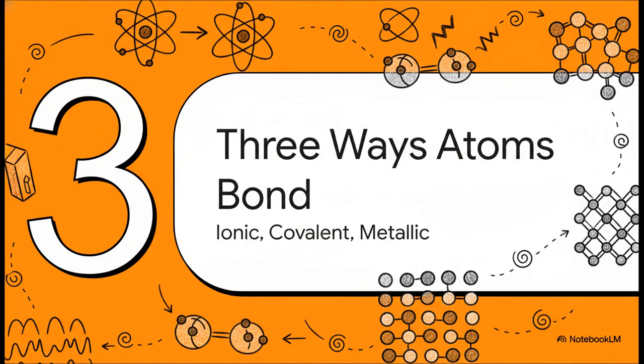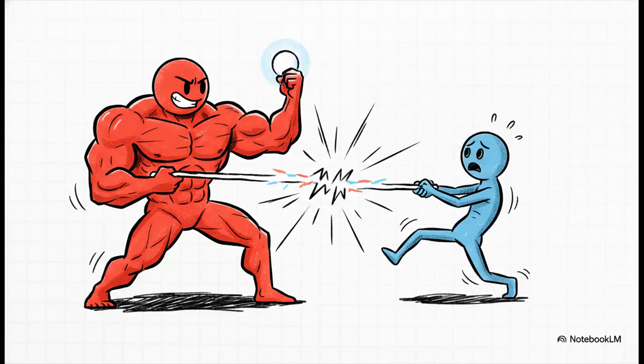So this difference in pulling power is what creates all the different kinds of bonds. It's not just a theoretical number. It leads to 3 totally different outcomes when atoms meet. Let's break them down.